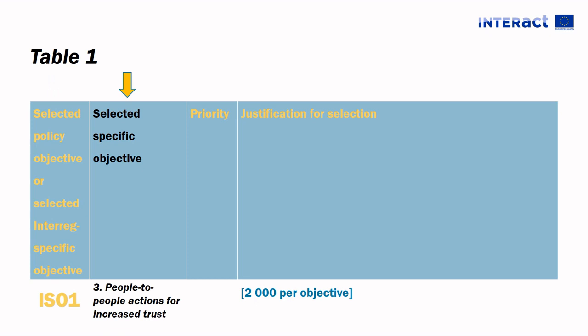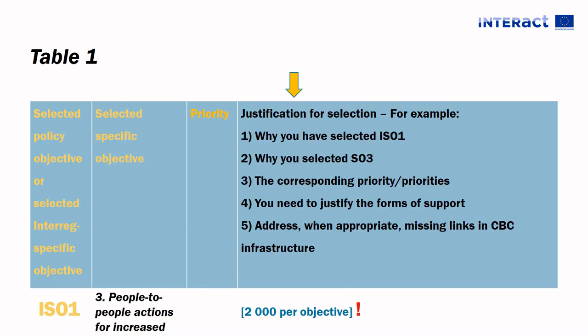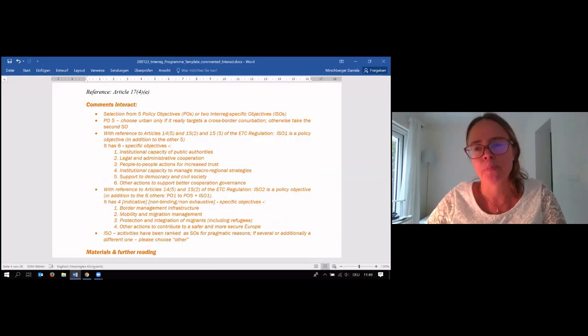Let's say the sub-objective on trust building. And then you will justify in the last column why you have selected ISO 1 and why you have selected trust building. So that is how we would like it to be, even if it's not formalized. It's not a formal requirement, but that would make most sense to understand the intervention logic of the program.